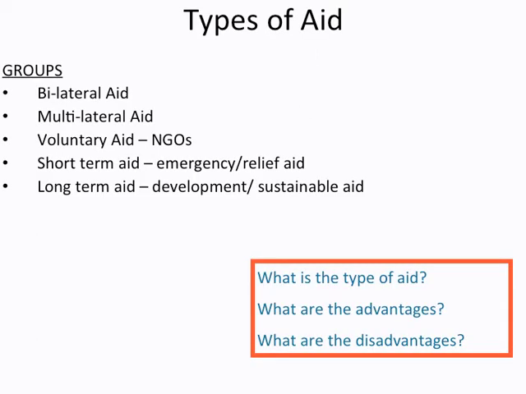There are many different types of aid which may confuse you, and we need to be aware of what the different types of aid are, their advantages and disadvantages. So we'll look at bilateral aid, multilateral aid, voluntary aid in terms of NGOs, short-term aid which is normally given in emergencies and relief, and long-term aid which is supposed to be developmental and sustainable aid.